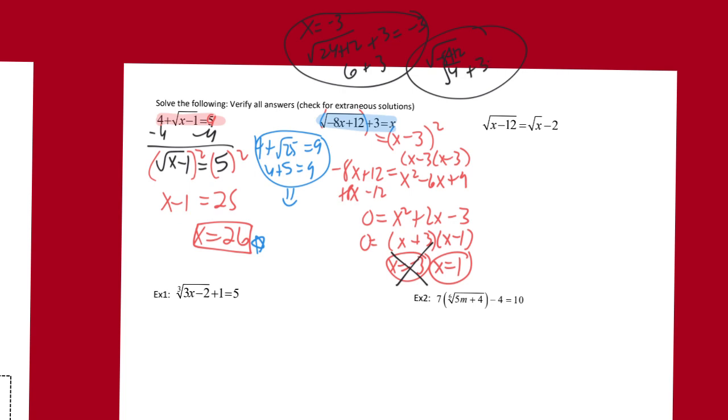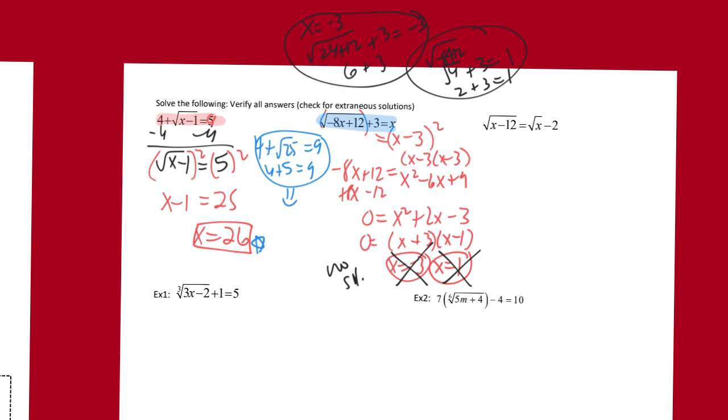Then we have to add 3 to it, and we're supposed to get x, which is 1. Wait a minute. Square root of 4 is 2. 2 plus 3 doesn't give us 1, does it? Both of these are extraneous, and we're going to get no solution. That's the deal. If you get one solution, you just say, okay, that's my solution. But if both of them go away, you write no solution.